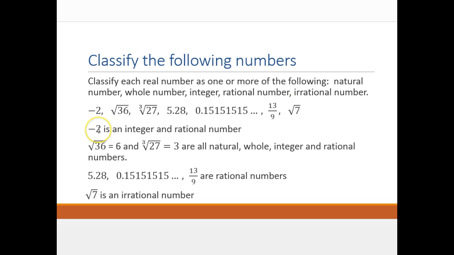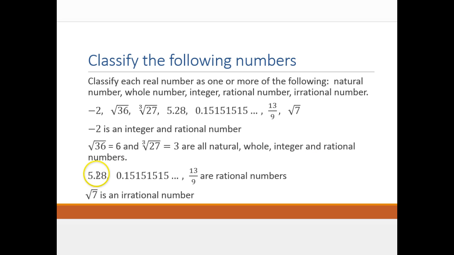If I look at negative 2, we know it's not a natural number. We know it's not a whole number because it's negative. Therefore, it's an integer, which also means it's a rational number. If I look at the square root of 36, a lot of times we jump on the square roots and think they're irrational, but if I can simplify it, it's not. The square root of 36 reduces to 6. The cube root of 27 reduces to 3. So 3 and 6, these are natural numbers. They're also whole numbers. They're also integers, and they're rational numbers.